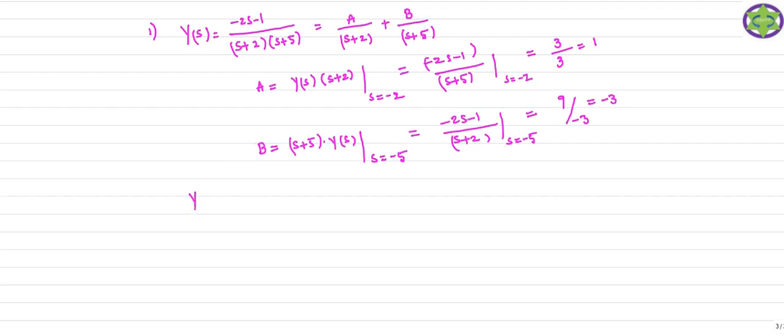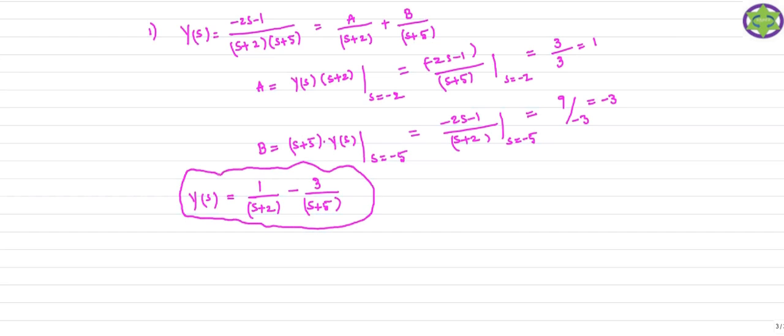So Y of s becomes, your A is 1, so 1 by s plus 2. What is your B? Your B is minus 3, so minus 3 by s plus 5. So this is your Y of s.